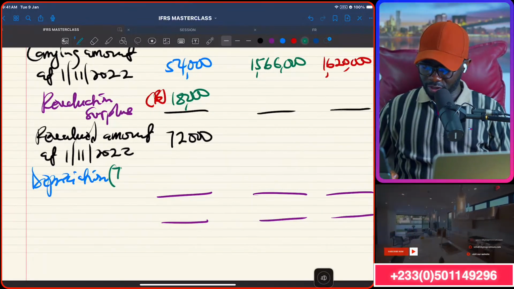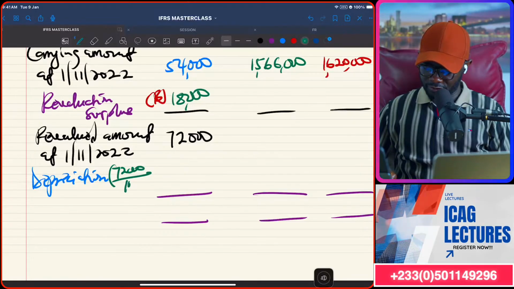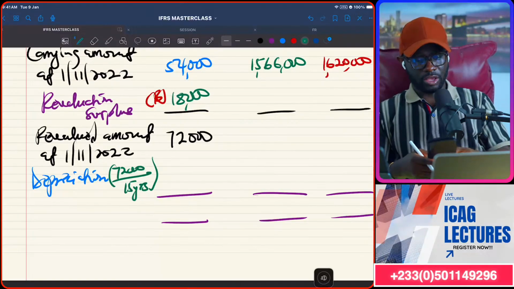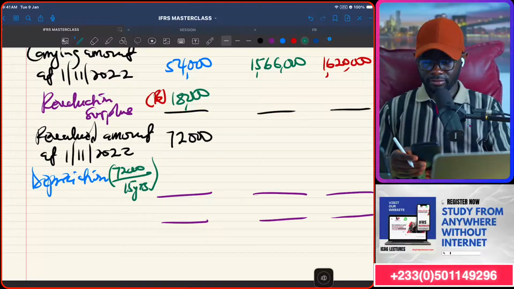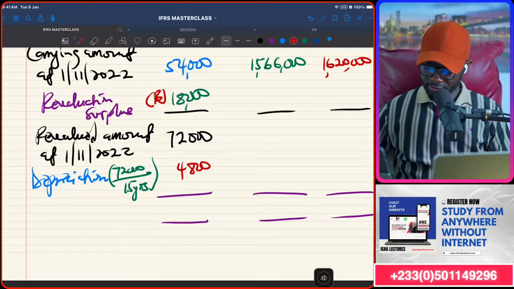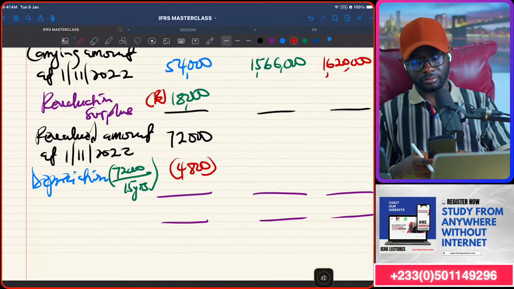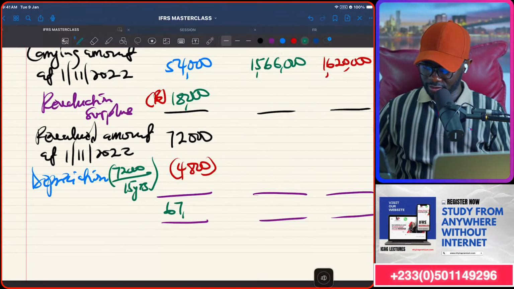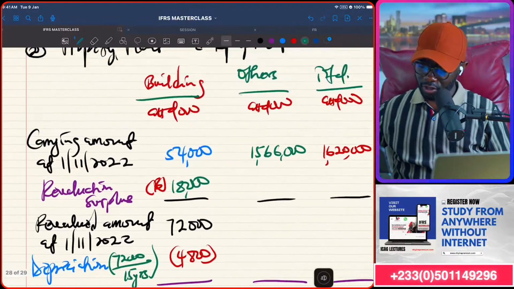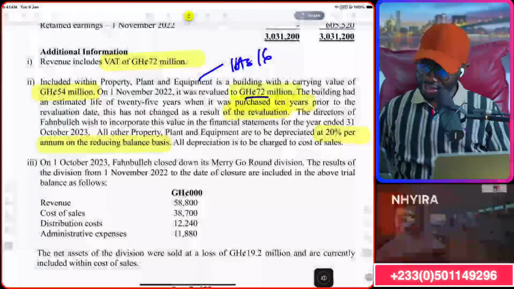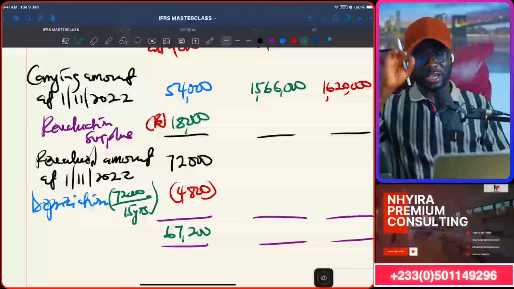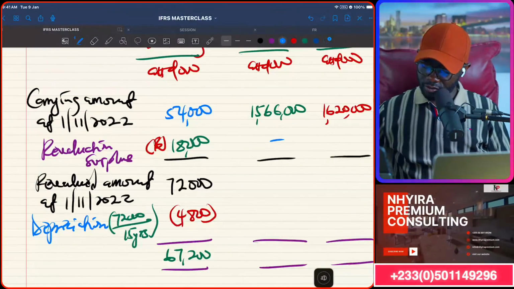The building is going to be 72,000 divided by 15 years. Right? So 72 divided by 15 years. That is 4,800. We take that out. So we have 67,200 for the building. Then we go to the others, because they said all other property, plant, and equipment are depreciated at 20%, reducing balance. So they were not revalued.